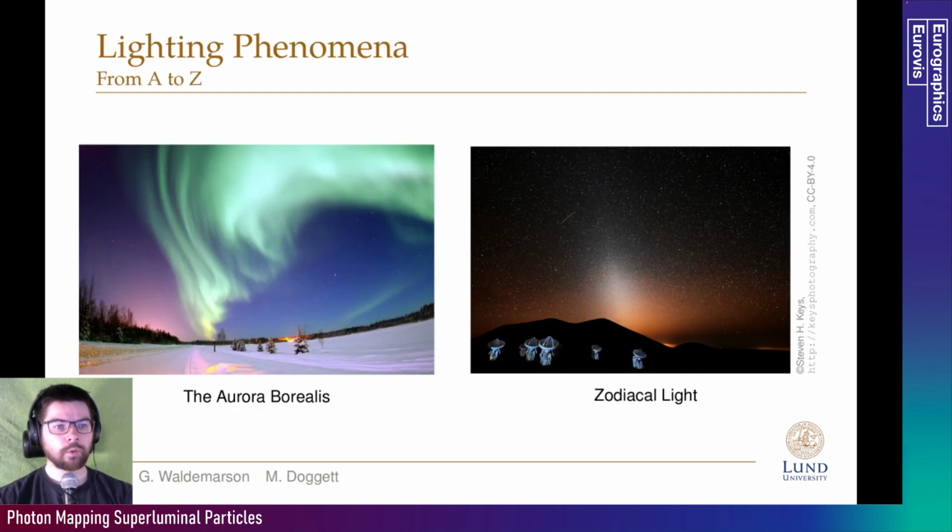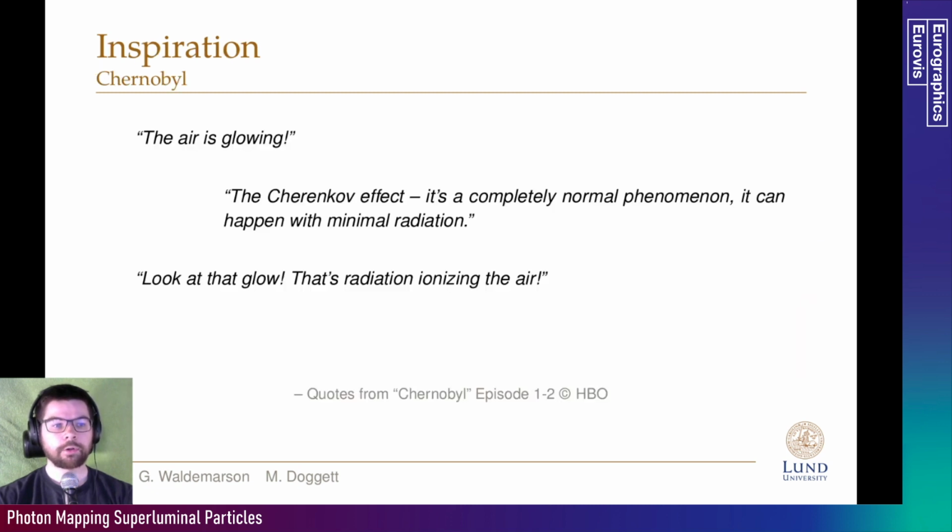As you all know, the world is full of many weird lighting phenomena, from auroras to zodiacal light and everything in between. And many of these are regularly simulated in the field of light transport. One phenomenon, though, that to our knowledge hasn't been simulated before in this context is the so-called Cherenkov effect, the eerie blue glow often seen around nuclear reactors. I first got this idea after watching the Chernobyl miniseries last summer, where the eerie blue glow seen around the power plant is attributed to the effect.